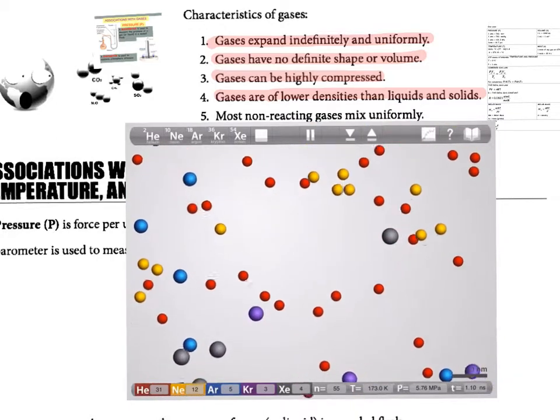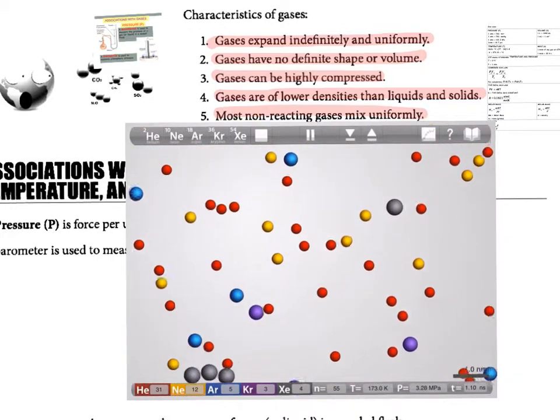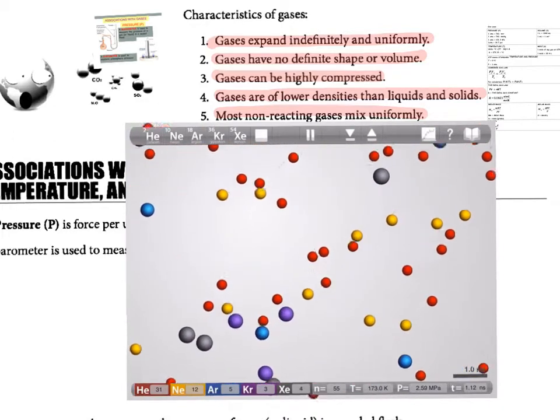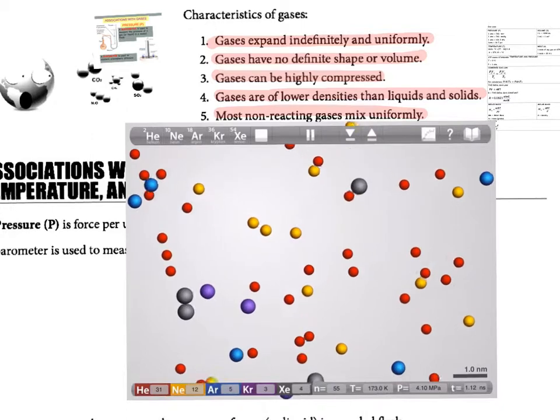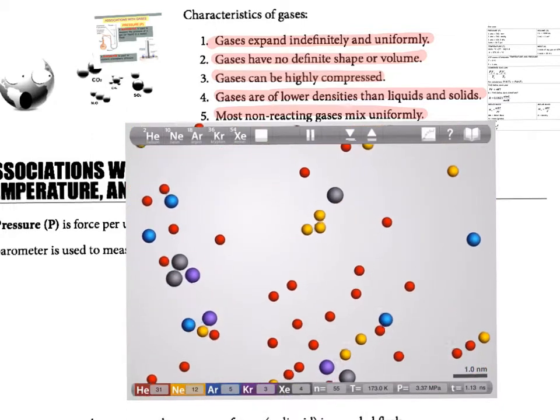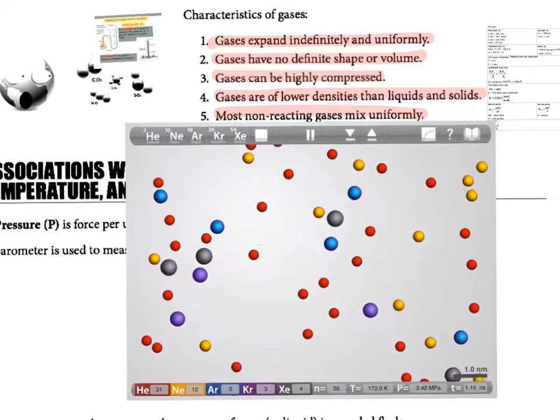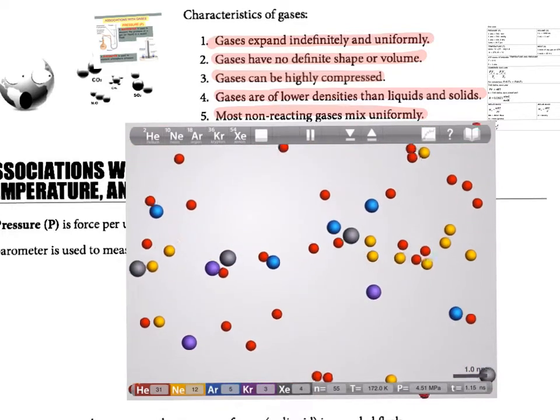And then the fifth is most non-reactive gases mix uniformly. They mix uniformly because they're so spread out and their intermolecular forces really don't affect each other. So they really just exist, and we can say they exist as a homogeneous solution. That's kind of what's unique about gases.